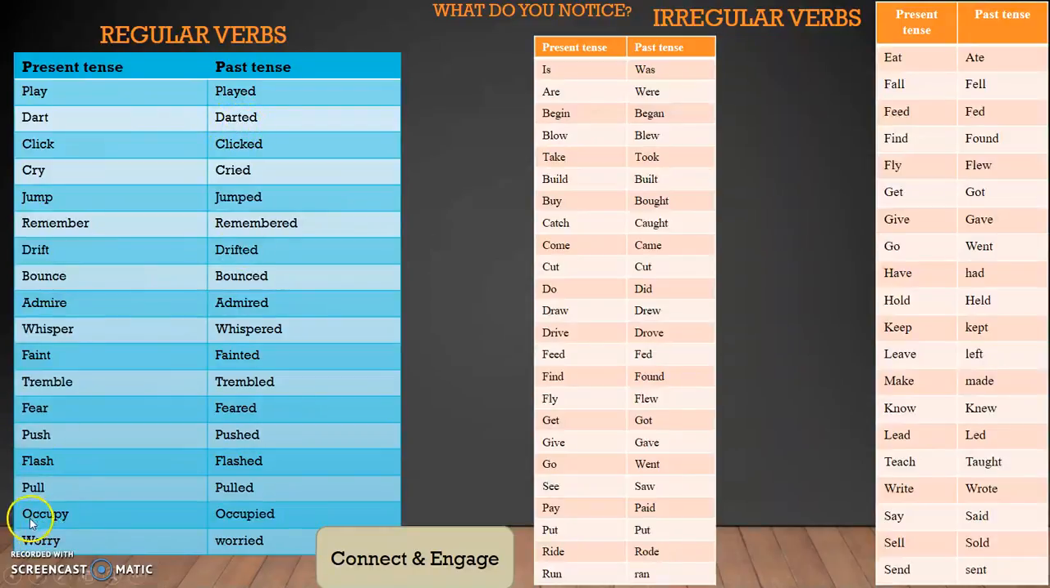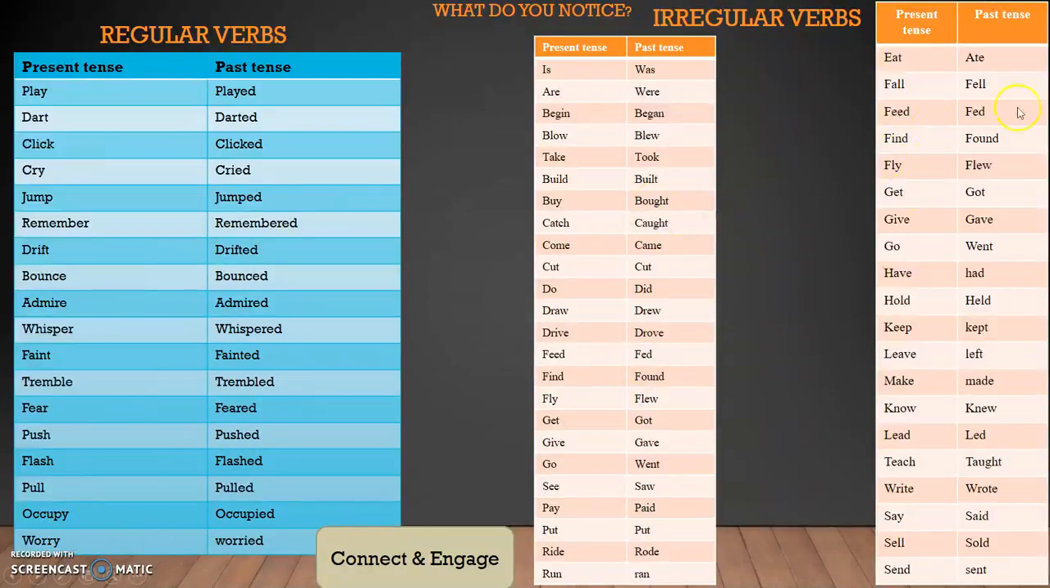I want to take a look at the words occupy and worry. We know the rule is to drop the Y and add an I when a word ends in Y and we want to make it past tense. So occupy becomes occupied and worry becomes worried. This is still a regular verb because of the Y rule, the Y drop the I rule.